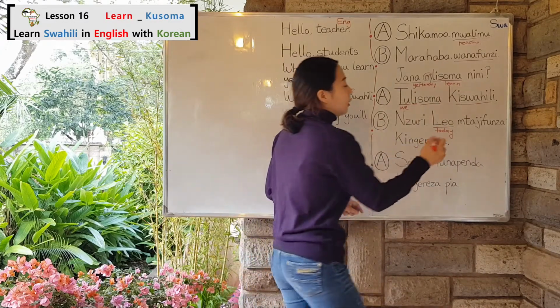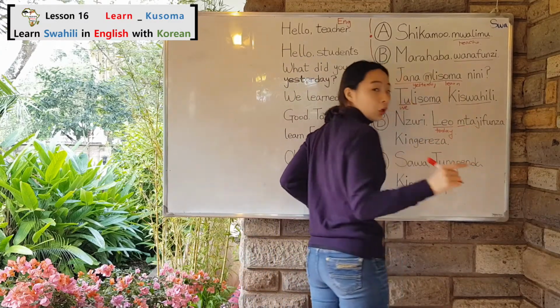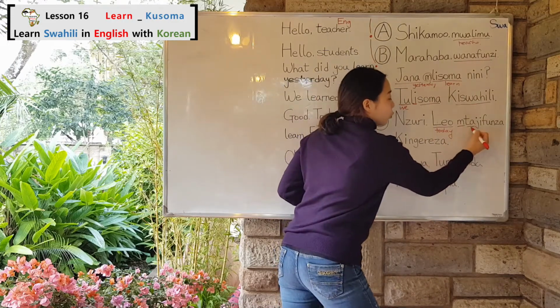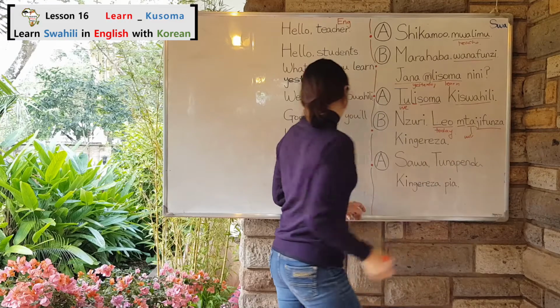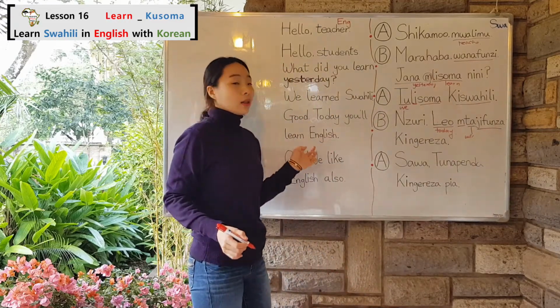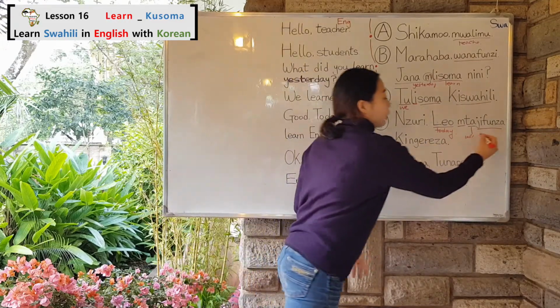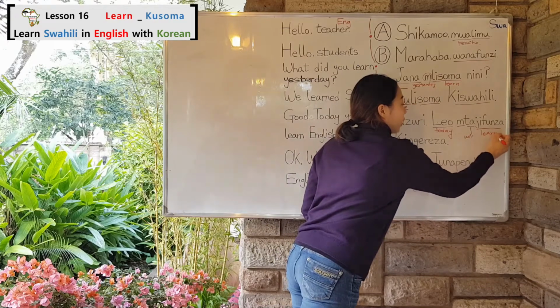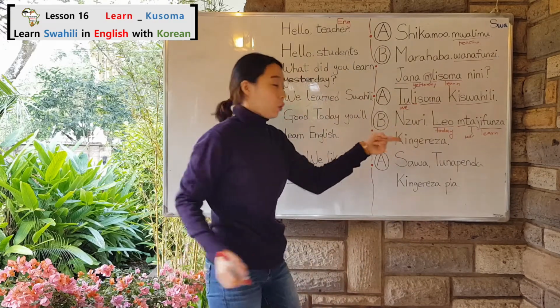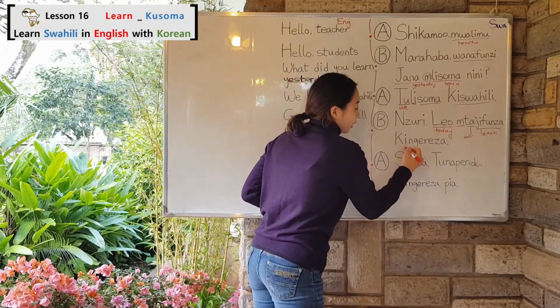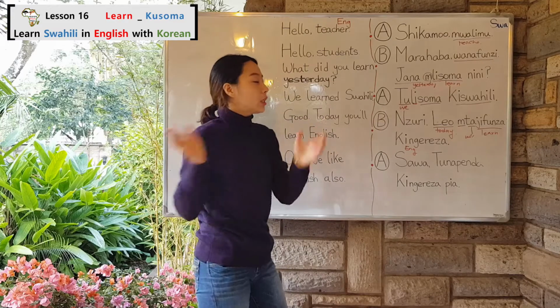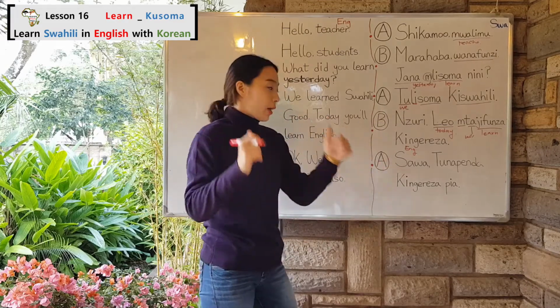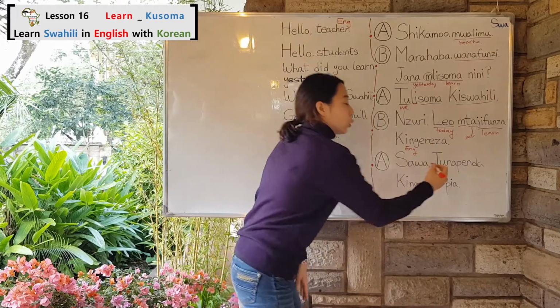Very good. That you guys. Ta. Do you remember ta is will? Very good. Jifunza. You will learn. Jifunza is another learn. You will learn Kiingereza. You are going to learn what? Kiingereza is English. Kiingereza. English, Kiingereza.